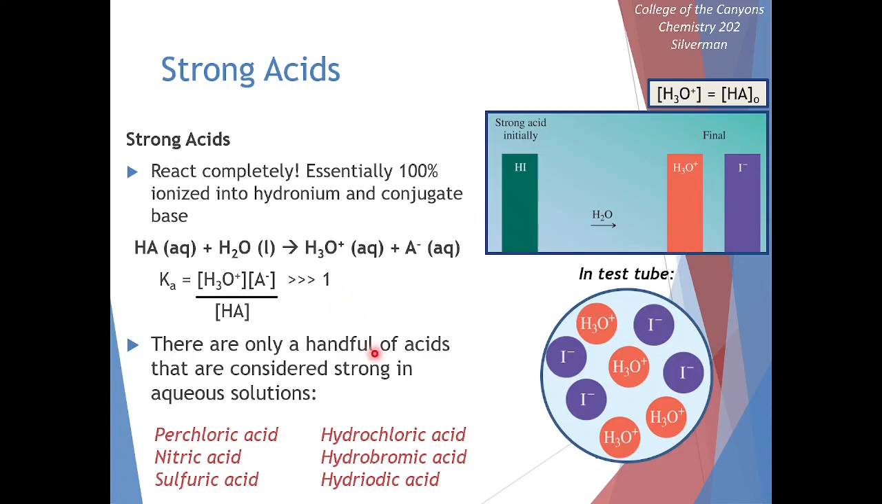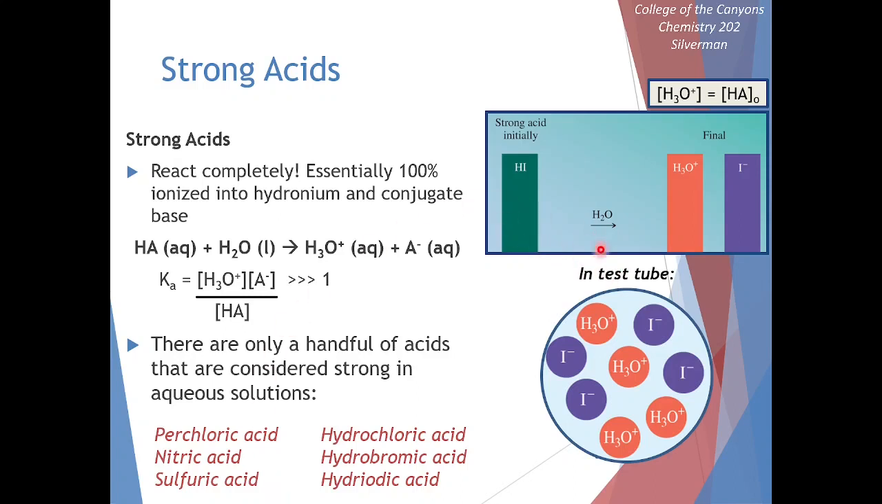As it turns out, there are only a handful of acids that are strong. There are 6 on this slide. I believe there's maybe just one more besides these. It's a good idea to memorize these 6 strong acids. Hydrochloric, hydrobromic, hydroiodic acid, right? The halogens apart from fluorine form strong acids. Perchloric, nitric, and sulfuric acid.